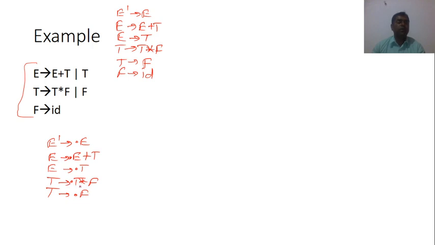Then after dot I am getting T, already added those productions. After dot I am getting F, so I have to add the production of F. So it becomes F derives to dot id. This becomes our I0.